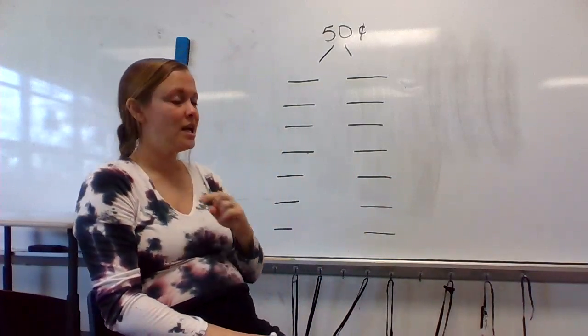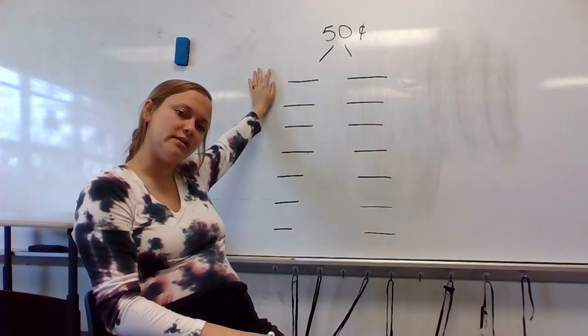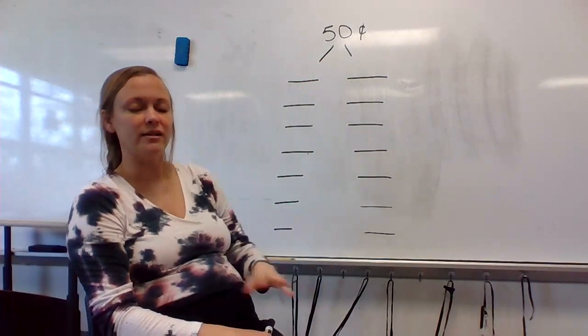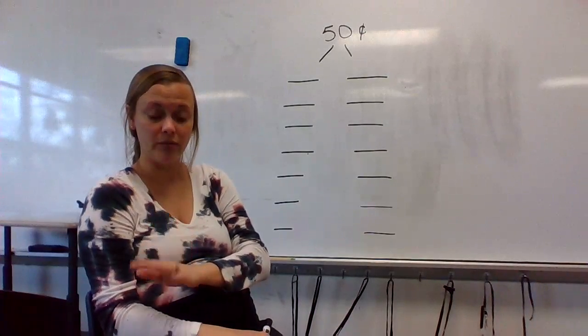First thing I want you to do, grab a blank piece of paper, just something you can take notes on, and draw this on your paper. Put 50 cents in 2 lines, and then a bunch of lines underneath each one. So just take a second and do that. Pause the video too if you need to.